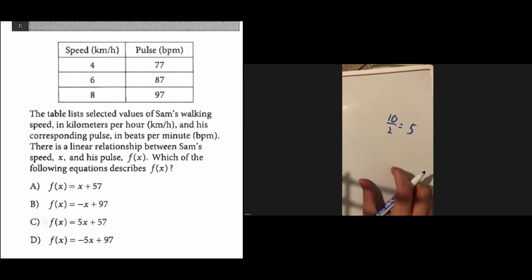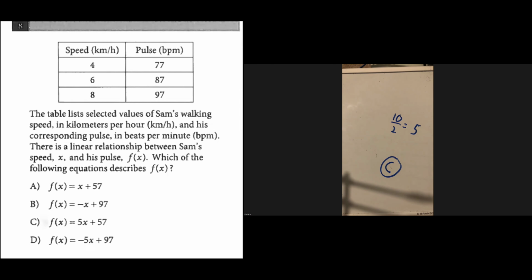And the only answer choice with a slope of positive 5 is answer choice C. So that would be the correct answer. Since when our speed increases, our pulse increases. When our speed increases by 1, pulse increases by 5.